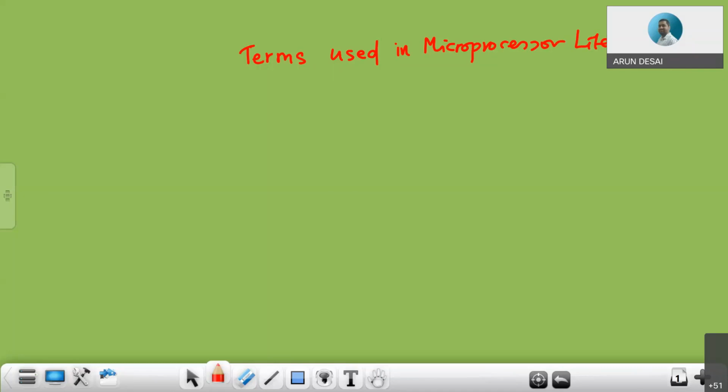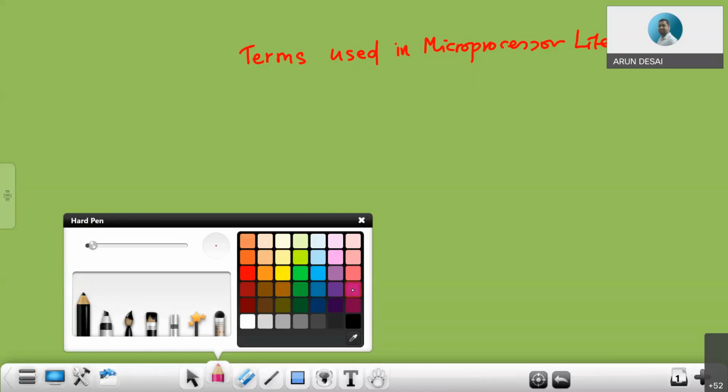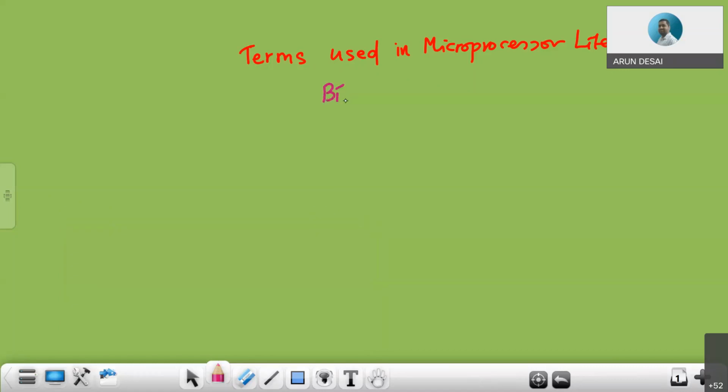Okay. So we'll start with a few terms which we basically use in microprocessor. I think you have gone through those terms earlier. Still, we revise those terms since we are using them in your further units. From third to sixth, we are going to use those terms very often. So we'll start with those terms. First term is bit.